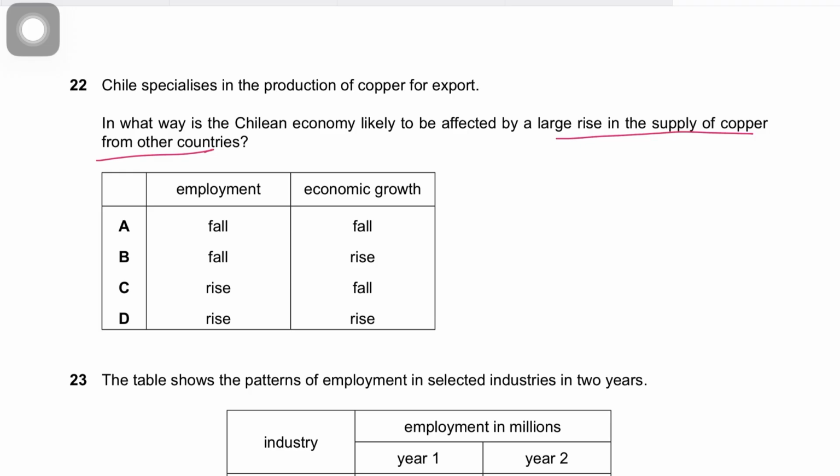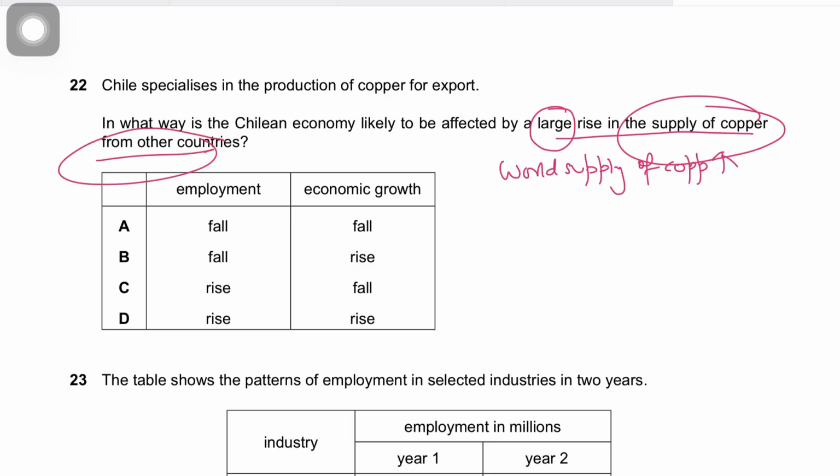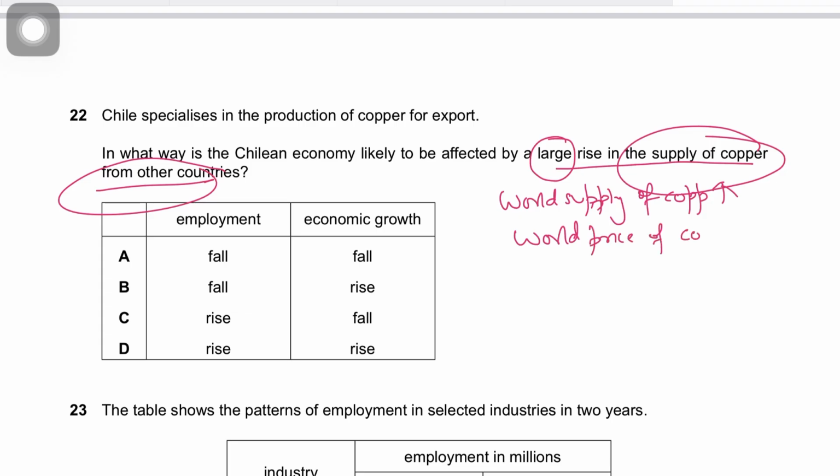So it sort of means that the world supply for copper is going up, because that's what the question is hinting at: a large rise in the supply of copper from other countries. Since world supply of copper is going up, the world price of copper would fall, which means that Chile earns less export revenue. Let's say Chile was exporting at $10, now it's exporting only at $6 because of a fall in the world price of copper.